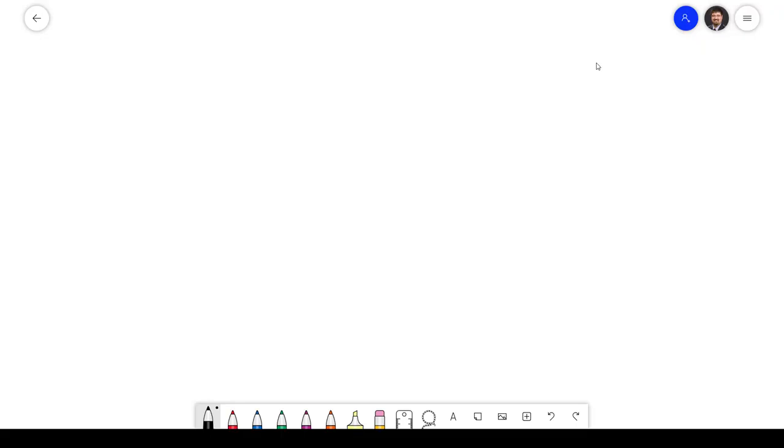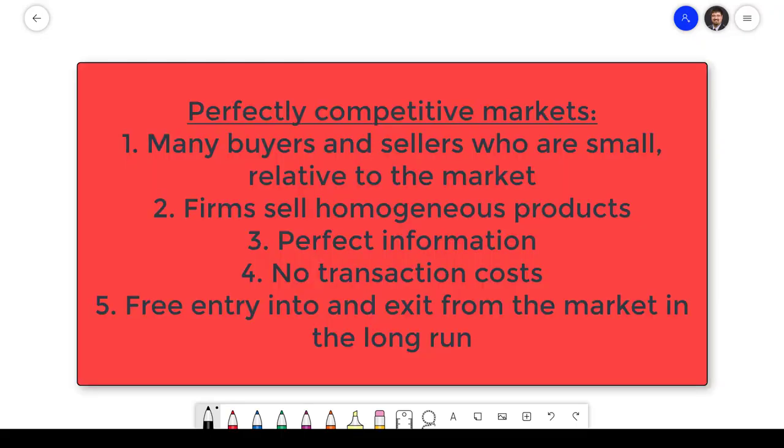The characteristics of a perfectly competitive market are: number one, there are many buyers and sellers, each of which is small relative to the entire market. Two, each firm in the market produces identical or homogeneous products that are indistinguishable from one another. Three, buyers and sellers have perfect information. And number five, there's free entry into and exit from the market in the long run.